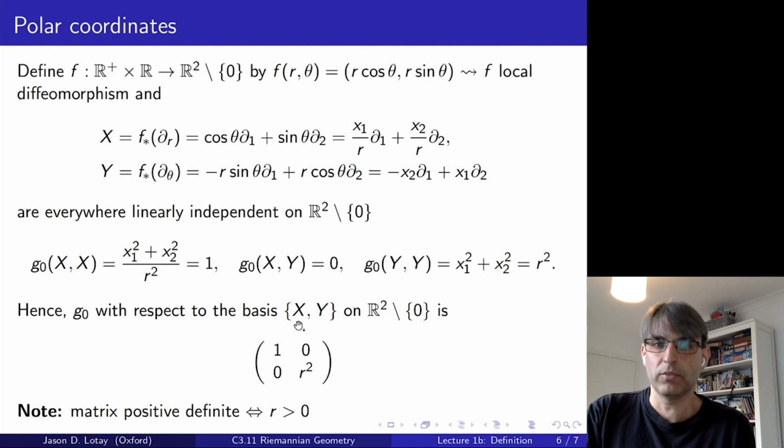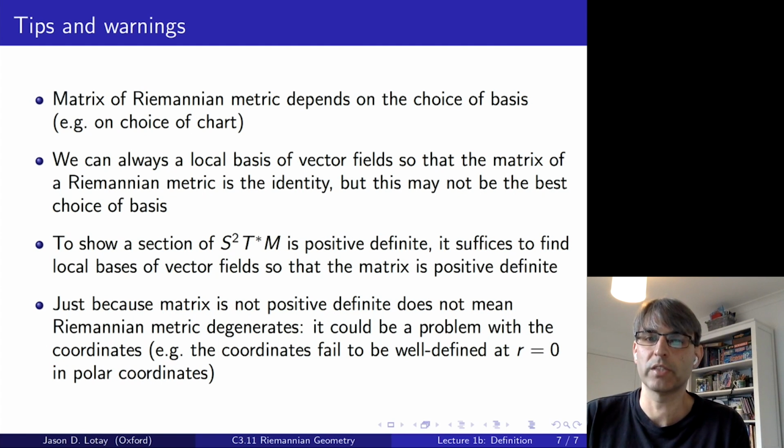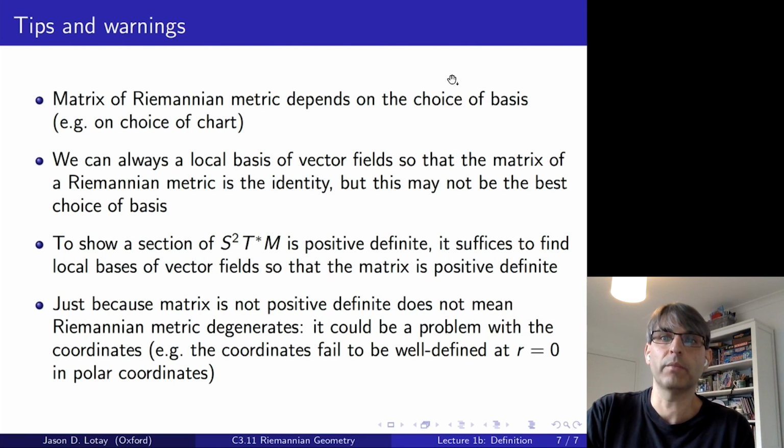But we see, of course, a few key points that I want to make just to conclude this lecture. So some tips and warnings. First of all, the matrix of a Riemannian metric depends very strongly on the choice of basis, as we just saw. In the polar coordinates example, the matrix was no longer the identity matrix, it now was some non-trivial matrix of smooth functions. In particular, it depends on the choice of chart that you make, because then you'll get a different choice of coordinate vector fields.